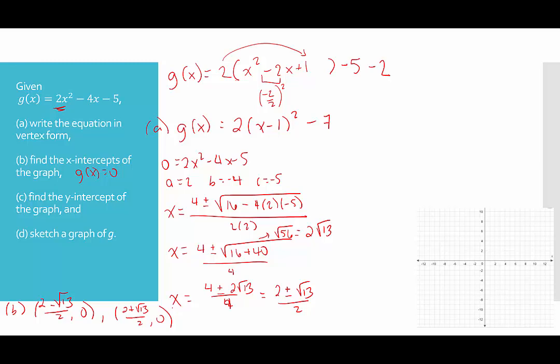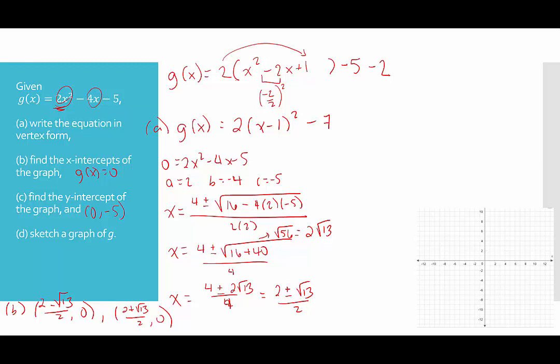Letter C, finding the y-intercept. Oh, this one's going to be much nicer. Breath of fresh air here. I'm going to go back to my standard form. If I plug in 0 for x, this goes to 0, this goes to 0, and we're left with -5. So we get 0, -5 here. Much better. Now we want to sketch the graph.